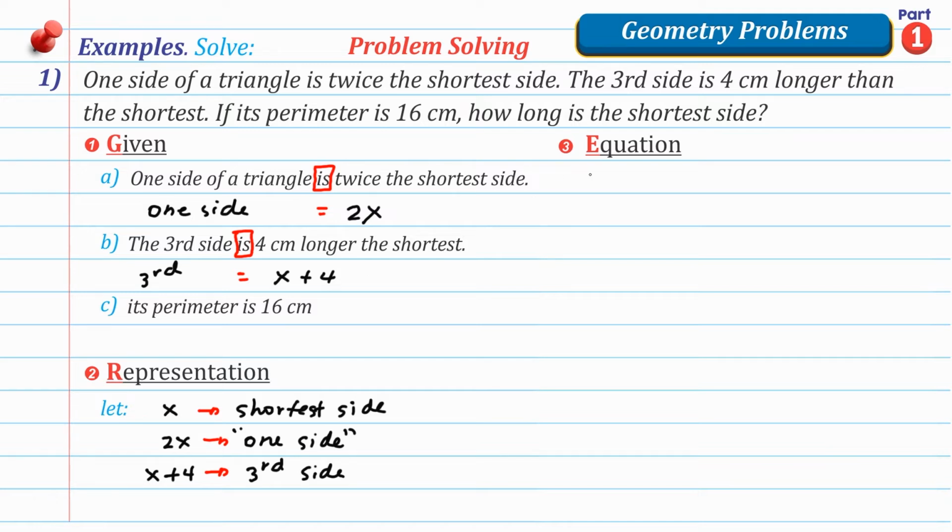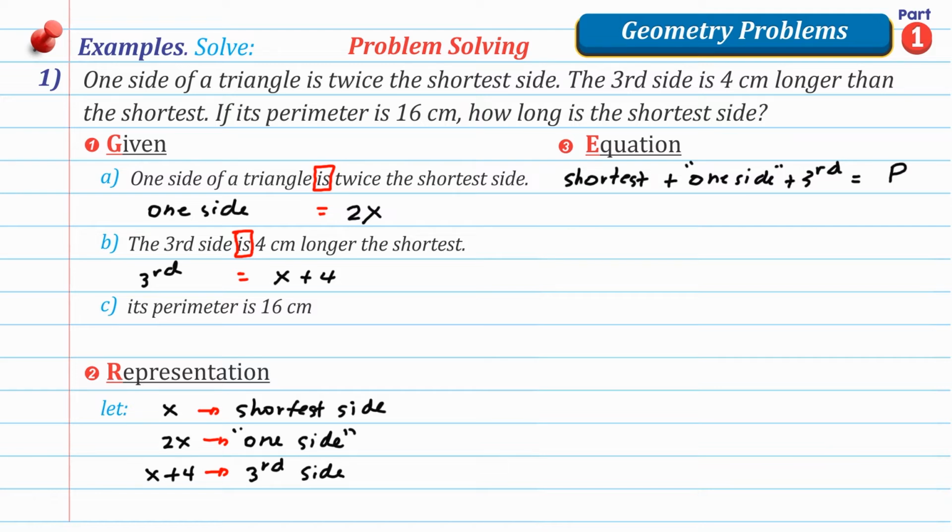Recall from our previous topics. How do we get the perimeter again? The perimeter, take note, is just the sum of all the sides, correct? Therefore, we write here that all the sides, we have the shortest plus, what's the next side? The one side plus the third side is equal to the perimeter. These three lengths, when added, should be equal to the perimeter.